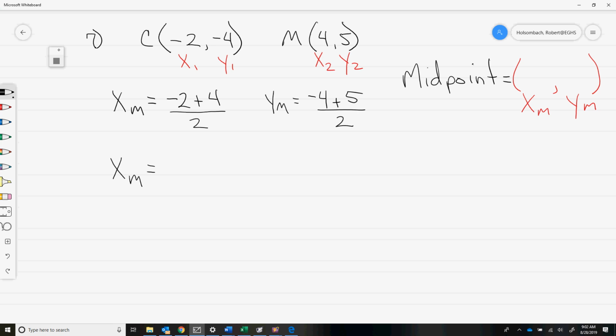And your y in the middle is going to be -4 plus 5 is 1 divided by 2. It could be 0.5 or it can be 1/2, right? You may see it either way on your quiz. So your x in the middle is 1 and your y in the middle is 1/2.